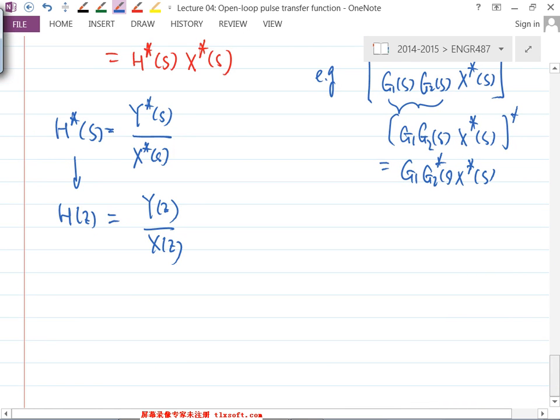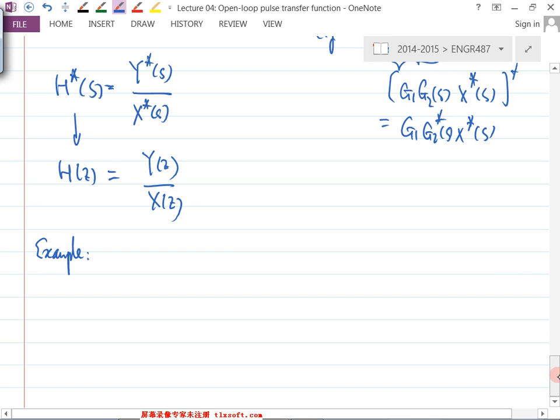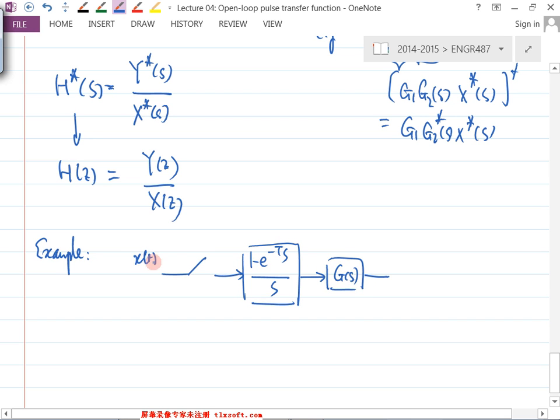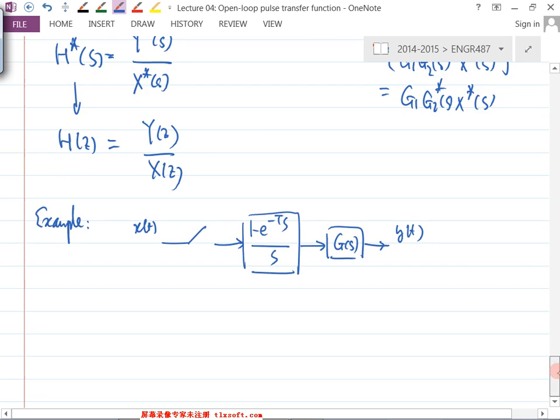All right, so now let's look at one example here. Some kind of, which actually I drew this one already. So basically, it's the same diagram I drew. Here I have a zero order hold. Here is a plant. What is the pulse transfer function for this simple open loop system?